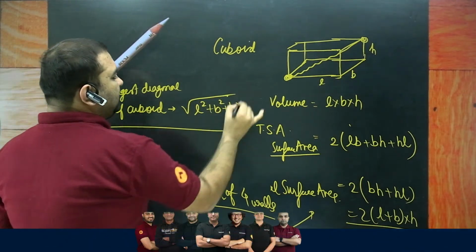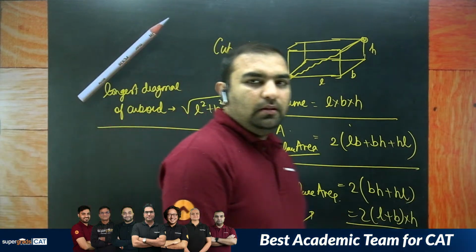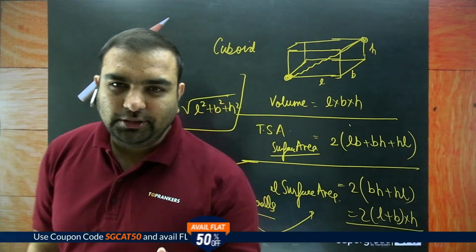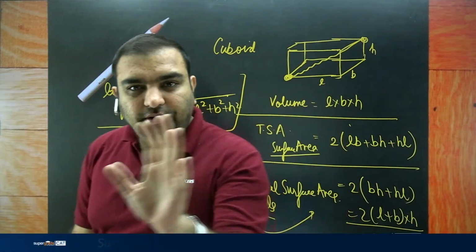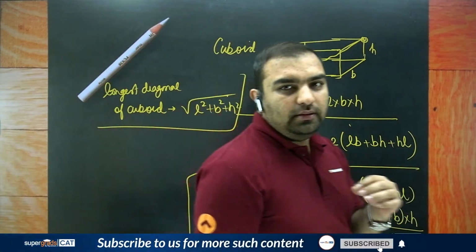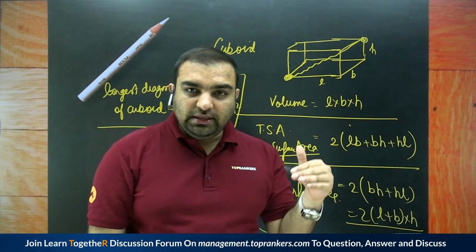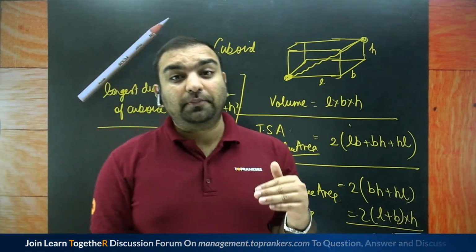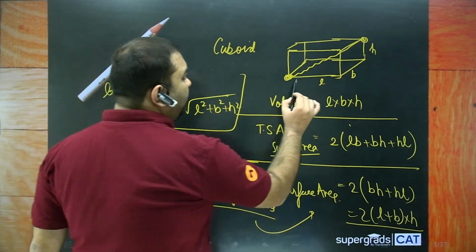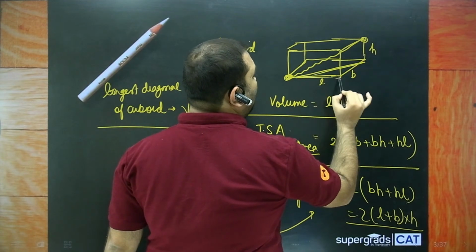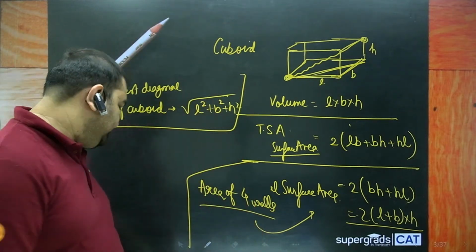So these 4 things you should know about the cuboid if you want to crack the question. What are those? Volume of cuboid, length into breadth into height. Total surface area, twice of LB plus BH plus HL, a symmetric equation following a pattern. Third, lateral surface area, which is twice of LH plus BH, or twice of L plus B into H. Then comes the diagonal, the longest diagonal, because there are other diagonals too, the body diagonals. Generally they will ask you the longest diagonal, which is under root of L square plus B square plus H square.